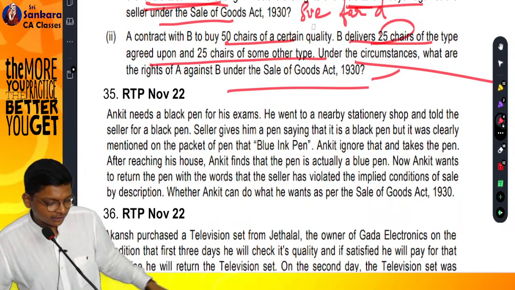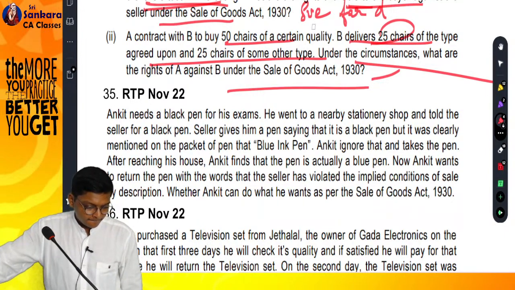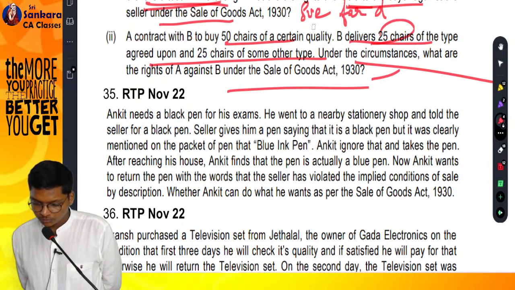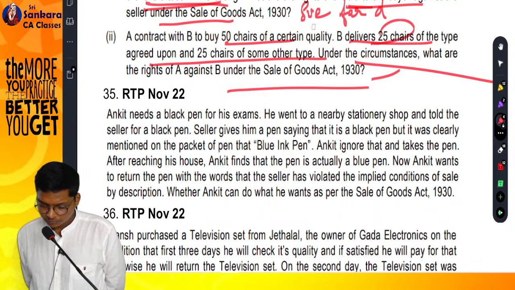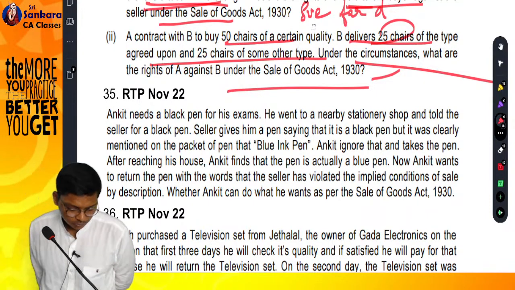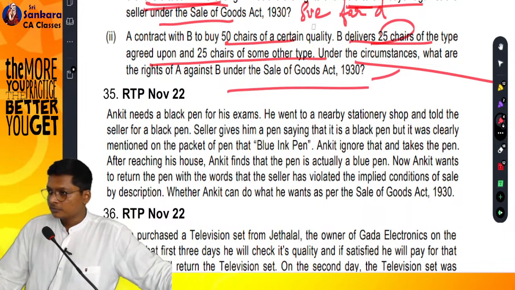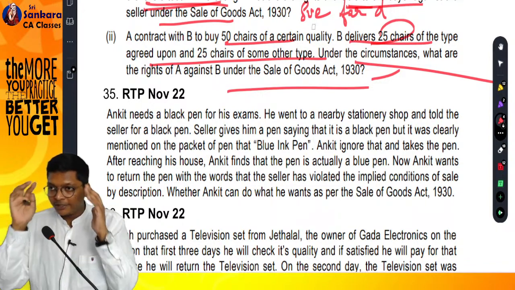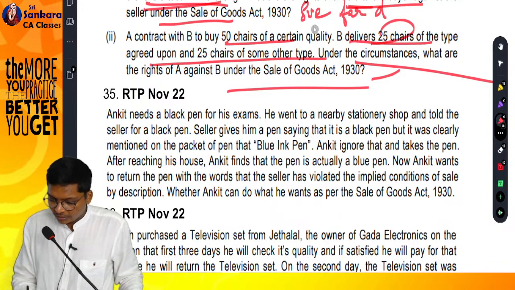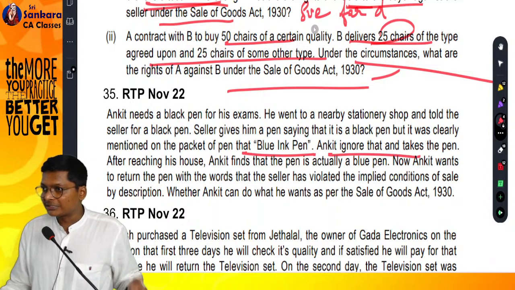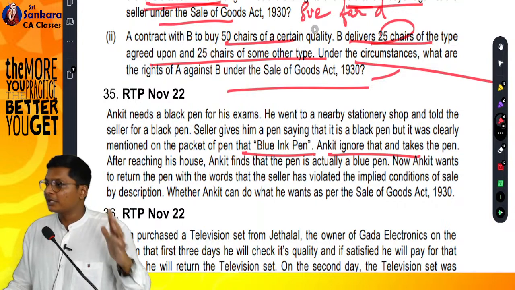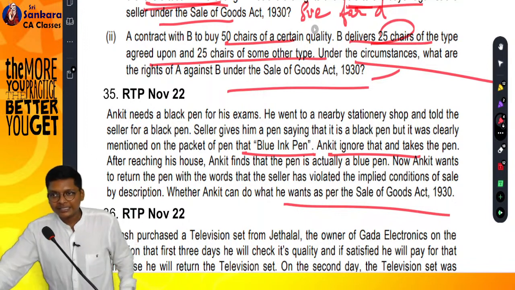Simple question, guys. Quickly read question 35. Can Ankit return the pen? Normally, yes. But here, the question is clear, it is trying to take you to the answer. It is mentioned a blue ink pen. Ankit ignores it. Caveat emptor: let the buyer beware. You didn't check properly, therefore you cannot blame the seller. Can Ankit return, guys? Ankit cannot return.